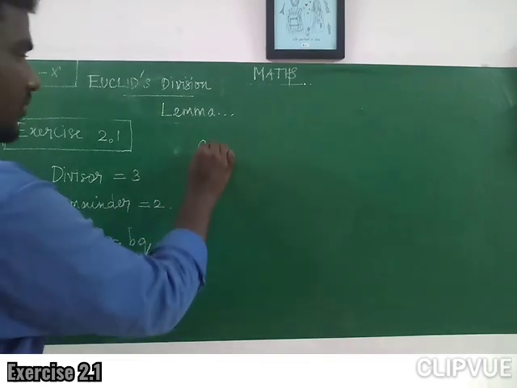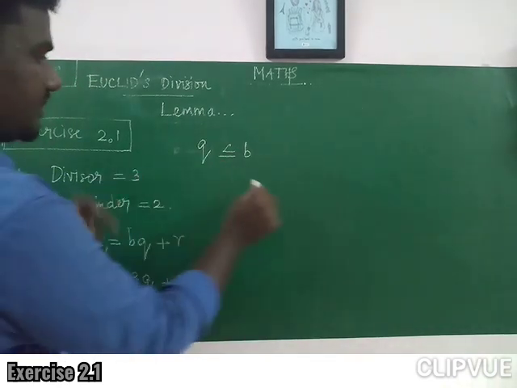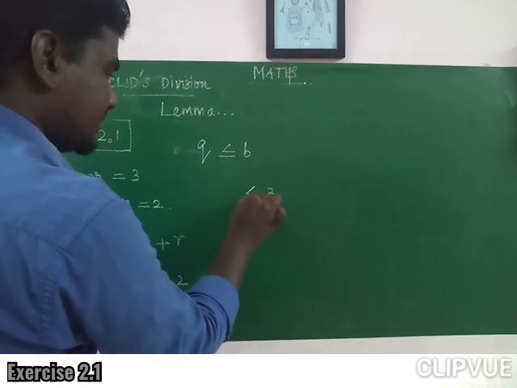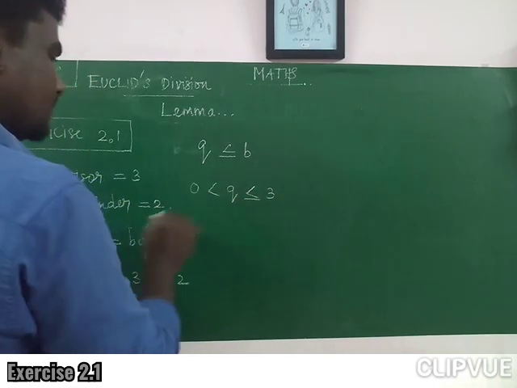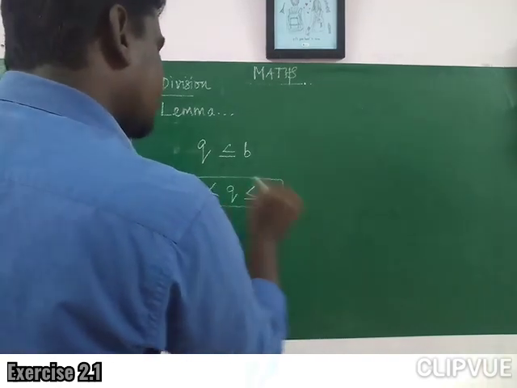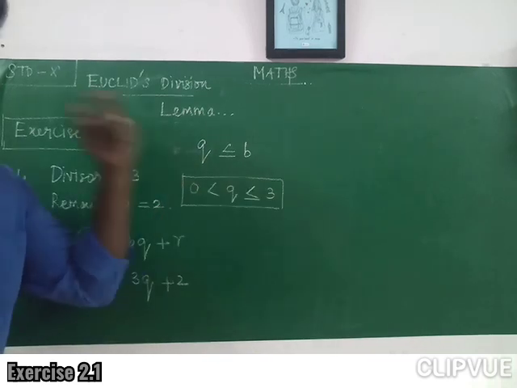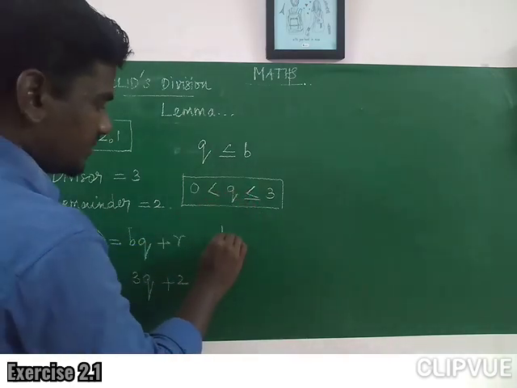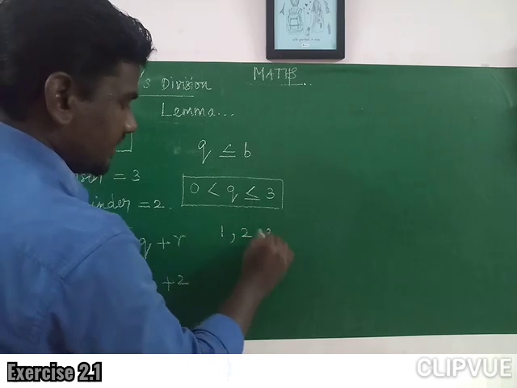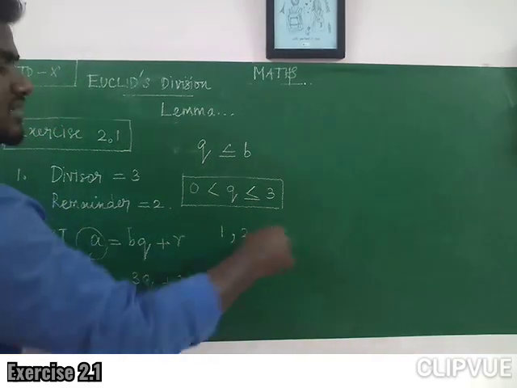So the quotient should not be 0, but it is less than or equal to the divisor. Here b is 3. So I am going to take the values 1, 2 and 3. Q may take 1, 2 and 3, or multiples of these.